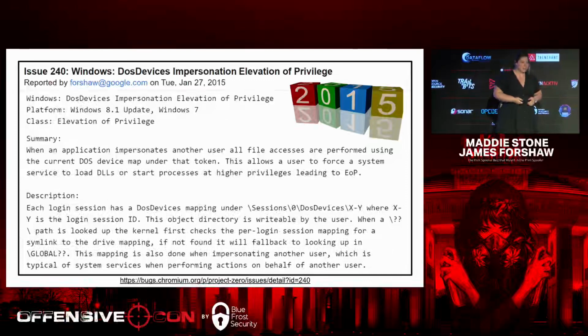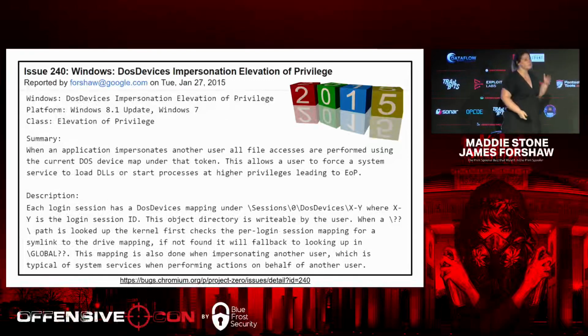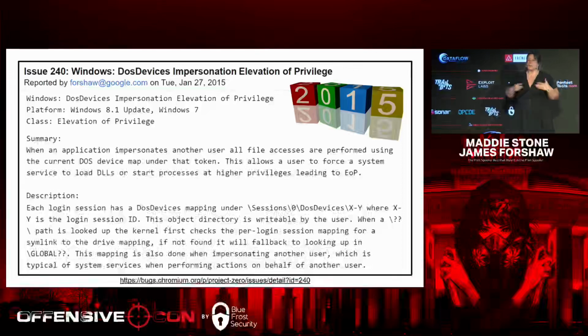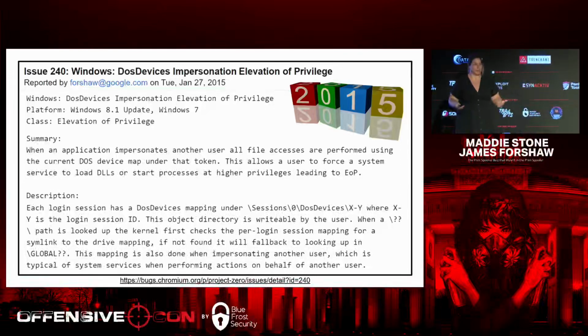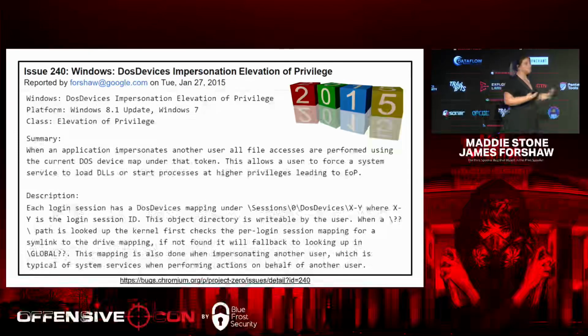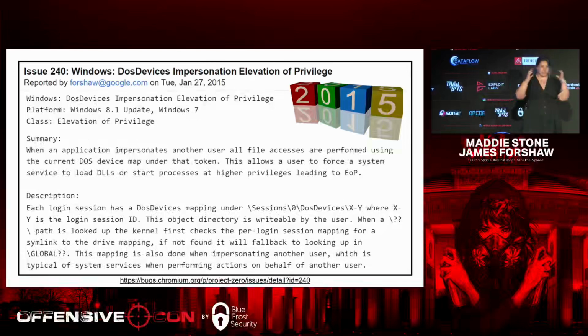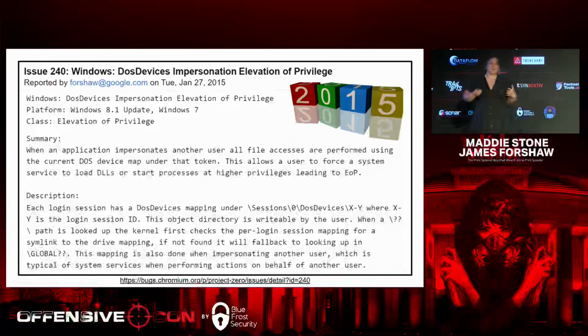had reported. So the bug in 2015 was James had discovered that when a privileged process is impersonating the calling process, they're trying to look at what does the user who's calling into this privileged server, what does their operating system look like? It's going to use that user's device map. And that means that whenever these file accesses, such as a LoadLibrary call, are happening, it's going to use the user's device map, not that privileged process's.